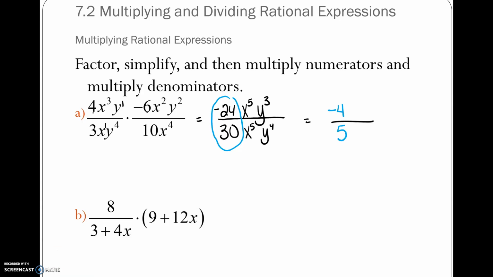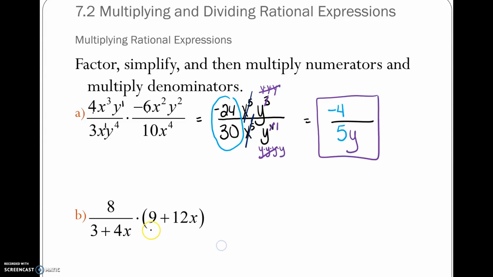Now for the x's. We've got x to the fifth on the top, x to the fifth on the bottom. What's going to happen with the x's? They cancel. Now for the y's. Y to the third means that there's 3 y's on the top. Y to the fourth means that there are 4 y's on the bottom. The 3 y's on the top are going to cancel out 3 of the y's on the bottom, leaving us with how many y's on the bottom? 1. Just 1. So you can draw that out, or you can think about these 3, take out 3 of the 4, leaving us with 1 left over. Whatever you need to do in your brain to make that make sense. Our final answer is -4 over 5y.